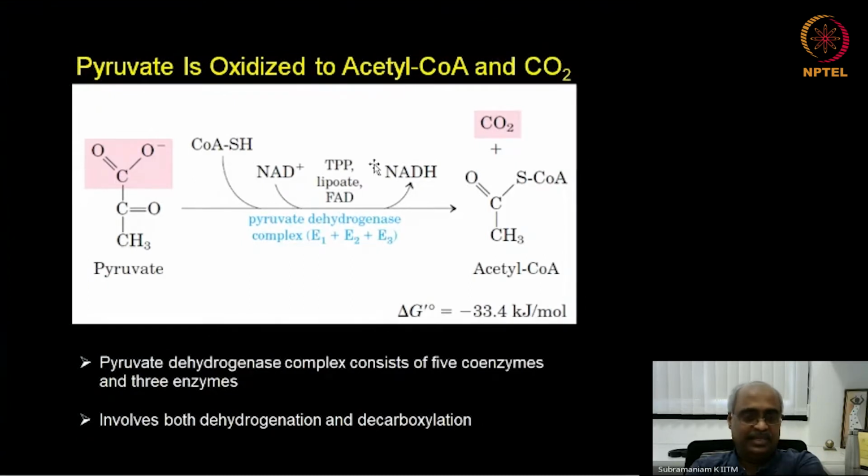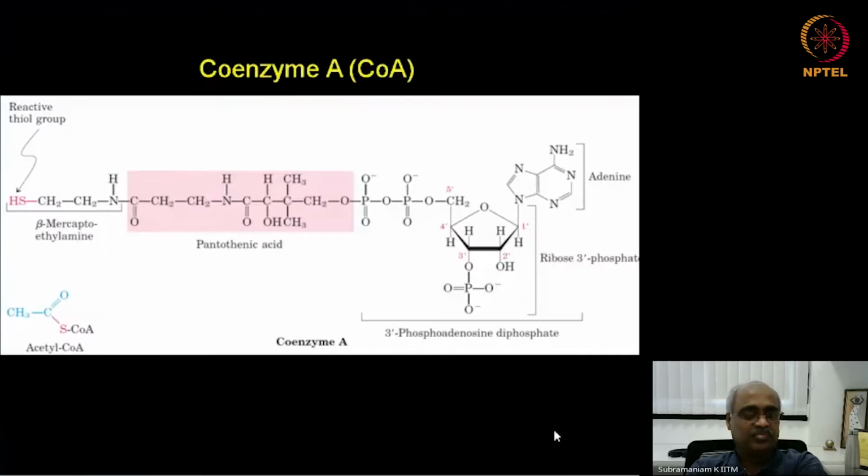And second, there are 4 vitamins and another coenzyme, so 5 coenzymes are involved in it. I'll list them all one by one as we go through. This proceeds with a large negative free energy change, so this is irreversible, as we saw. To go in the opposite direction, you need separate enzymes. Okay, so the 5 coenzymes.